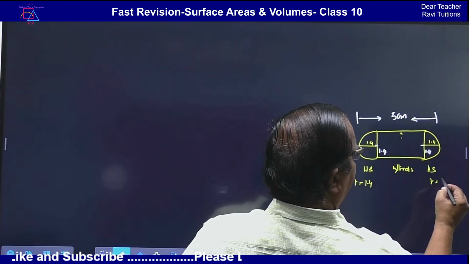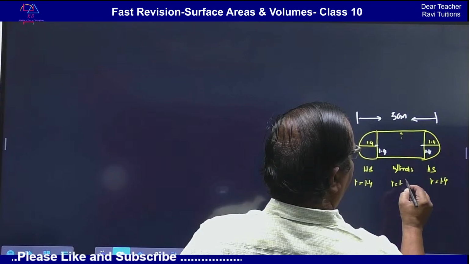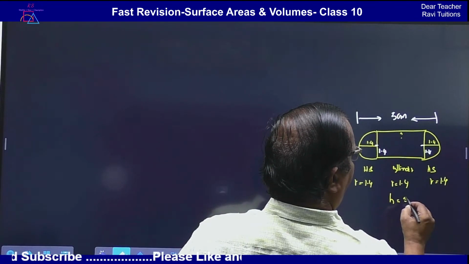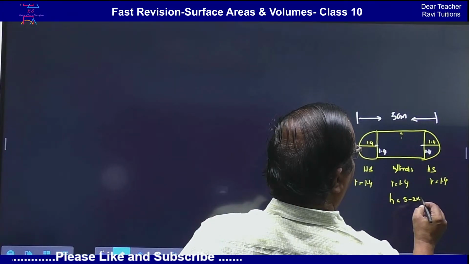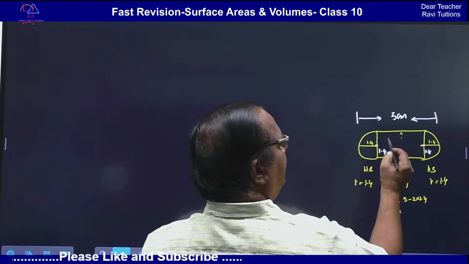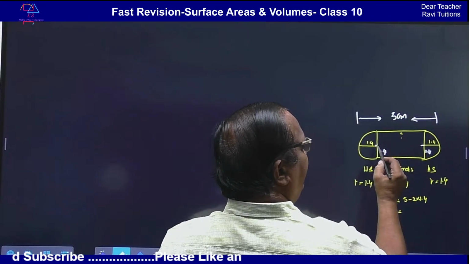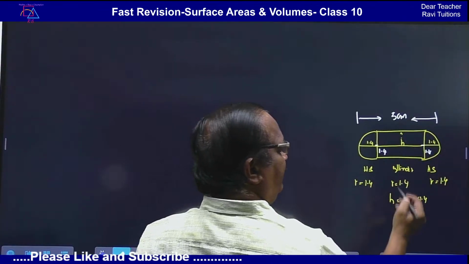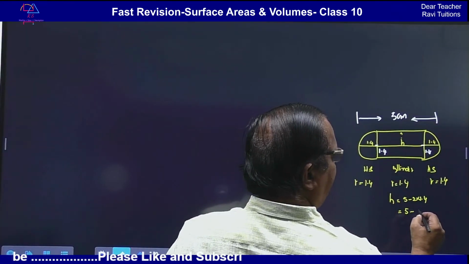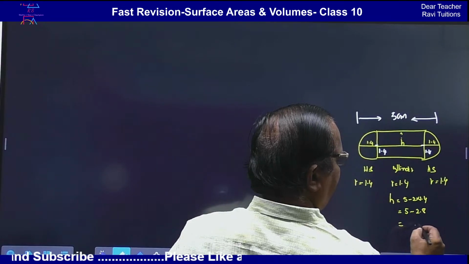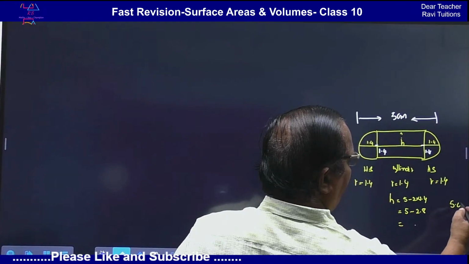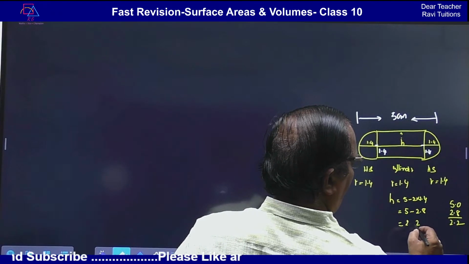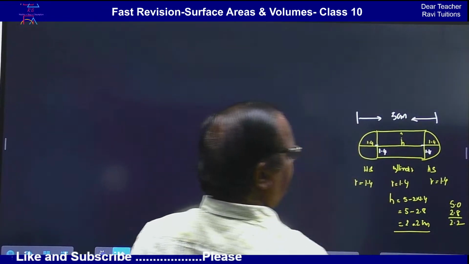Here also the radius is equal to 1.4, and here also the radius is equal to 1.4. So the height here is equal to 5 minus 2 into 1.4, because the total height of the cylinder is this. This is height. Total length 5 minus 1.4, 1.4. So 5 minus 2.8 is equal to, don't do it wrong, do it like this, 2.2 centimeters.